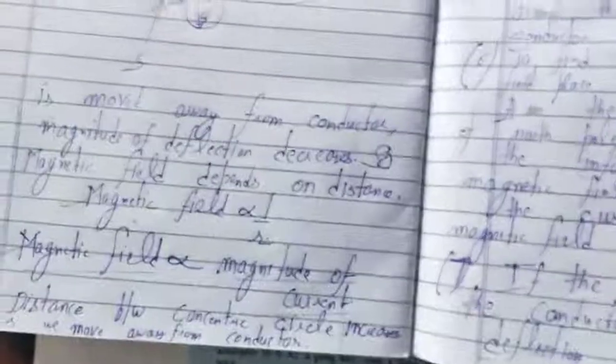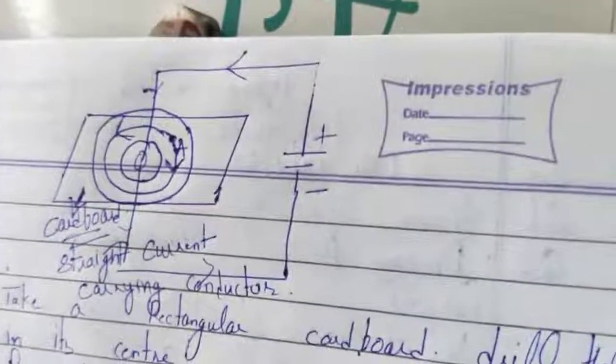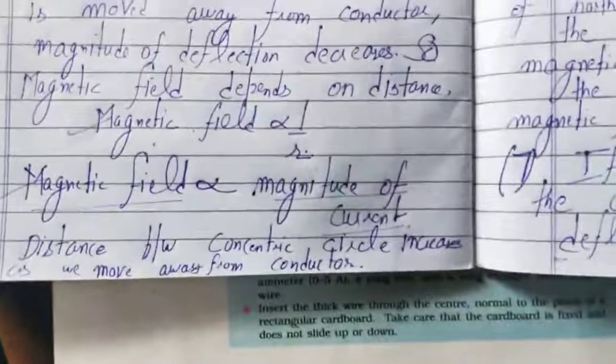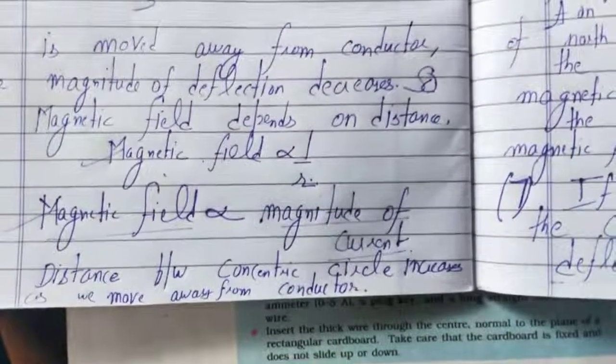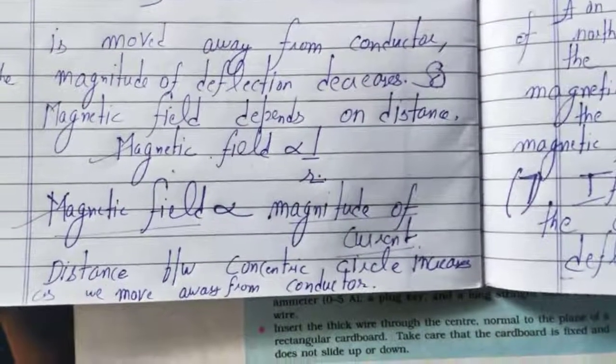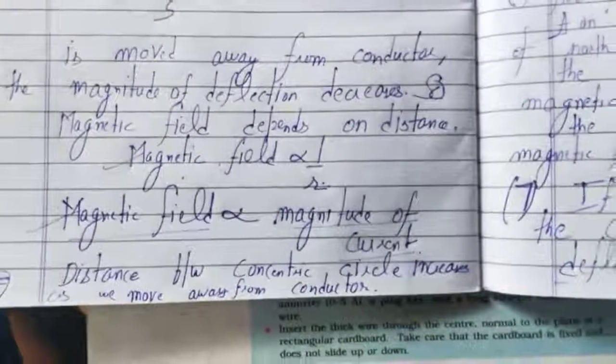So what we have done, we have obtained the shape of the magnetic field lines around the straight current carrying conductor, and on what factors the magnetic field depends, we are also aware of that concept. So we are ending our lecture here. We will be continuing with a new lecture in the next class.